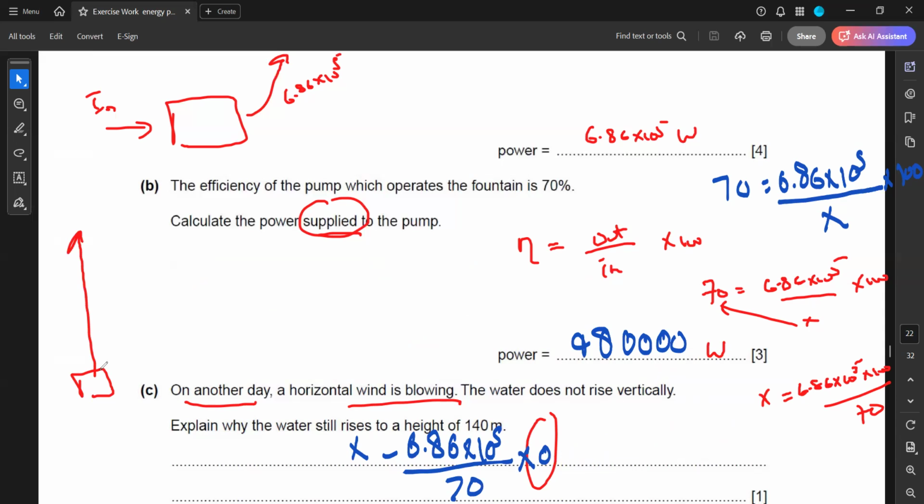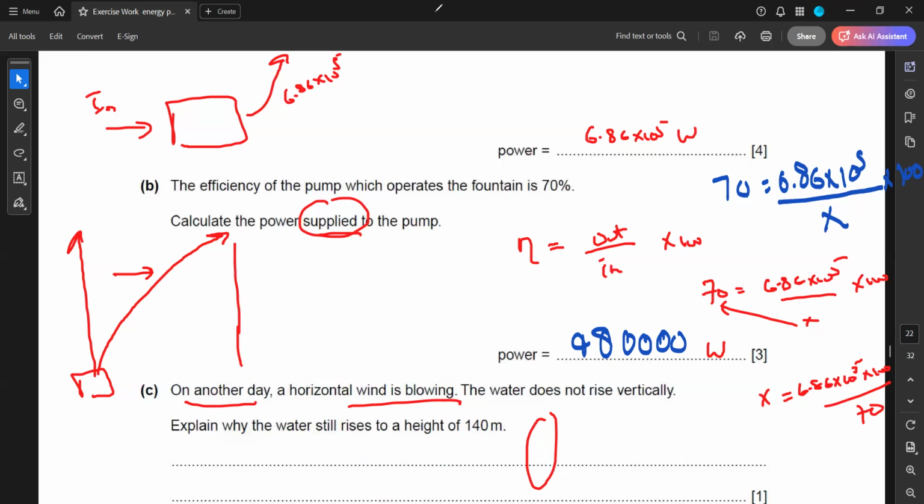We are supplying the same power. There's a wind which is blowing horizontally. So wind is pushing the water horizontally, but it rises to the same height. What is the reason why it rises to the same height? Because the same amount of power is supplied to it. Wind is not opposing the vertical motion. That's why.